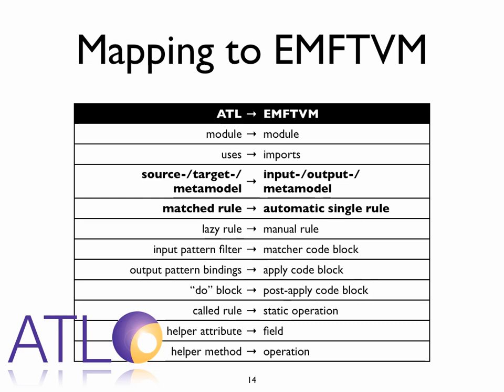This allows us to use the algorithm that I showed before, so that we can do a one-shot matching, because the matching won't be affected if any rules are applied. The key construct in ATL is the matched rule, and that translates to an automatic single rule in the bytecode. The rest I will skip for now.